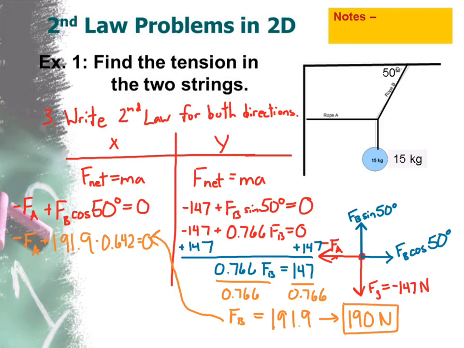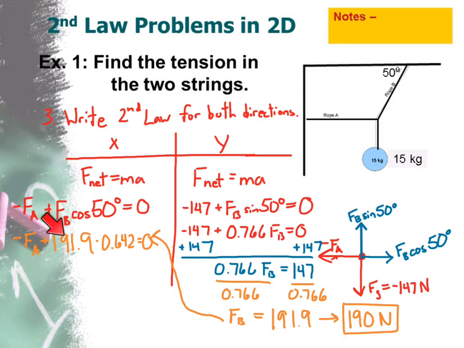Now, actually, I've shown you what I'm going to do next with this. What I'm going to do next is plug that into this equation right here. So I've replaced f sub b with 191.9. Notice I didn't replace it with 190, which is the value when it's rounded to its significant figures. I'm going to plug in the one that has more than enough significant figures. That way I don't introduce any extra rounding error when I evaluate what f sub a is.